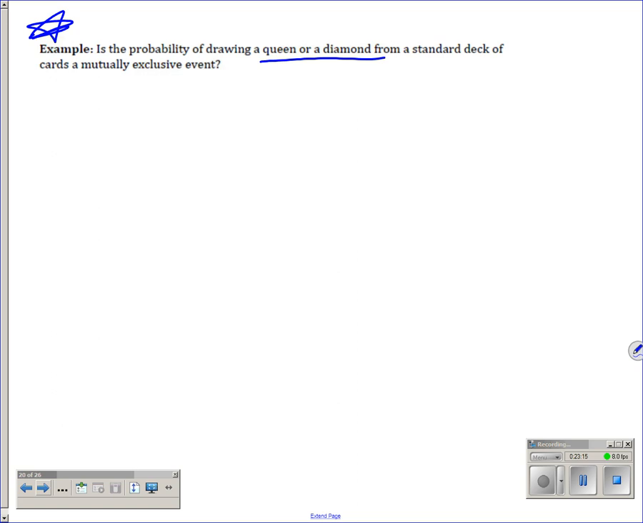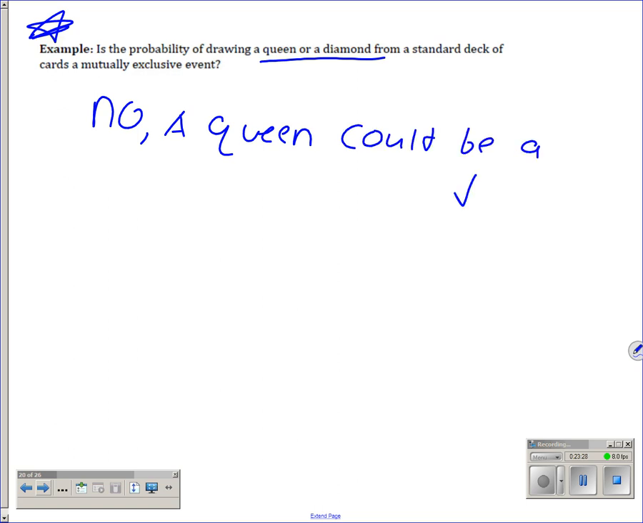Are those mutually exclusive? No. A queen could be a diamond. All right, so if one could be the other, with or statements, we have to adjust them a little bit when we find the probability, and that's what the last box is about.